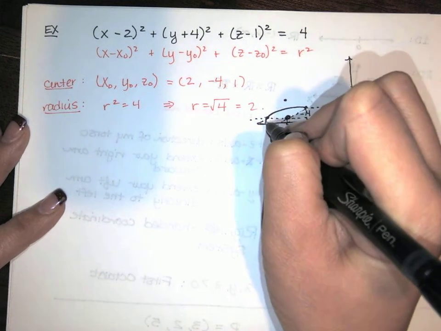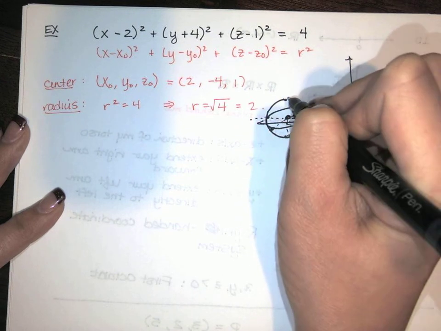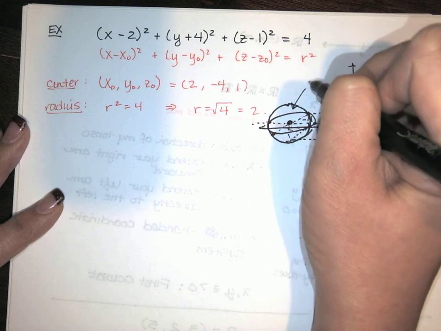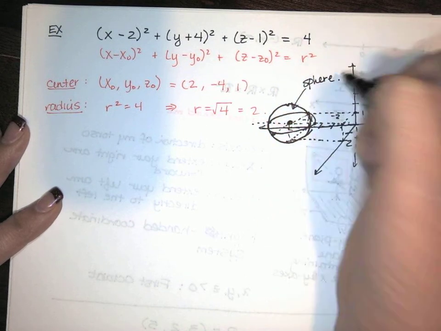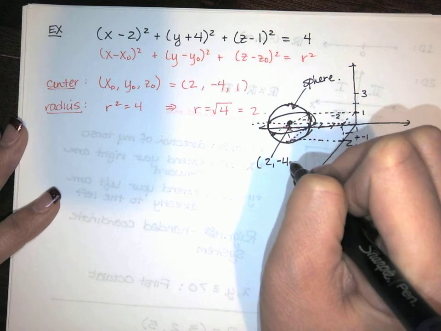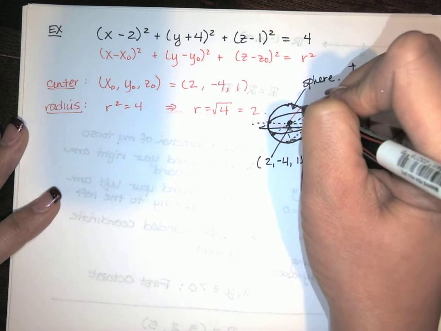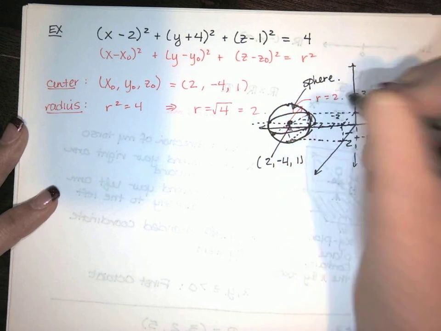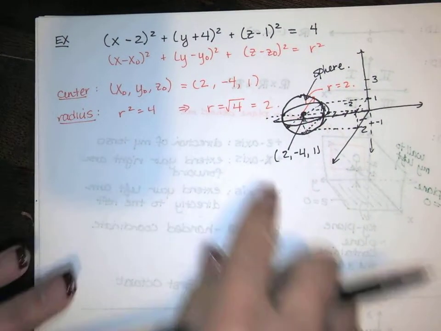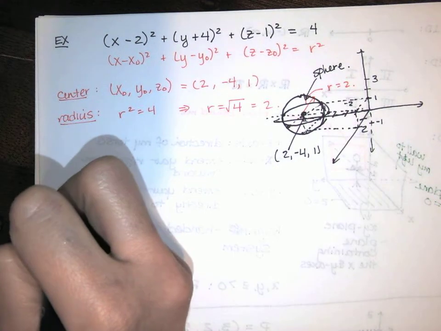Now do the best you can. You don't have to be an artist. If you're in my class, you can just draw something that looks kind of like this, and then be like, Miss Townsend, that's a sphere. I'll be totally fine with it. But the center should be clear. The center is 2, -4, 1. And then the radius, maybe I will just label my radius r equals 2 if I was trying to sketch this sphere. All right. So I could give you the equation and ask you for the center and the radius and ask you to graph it.